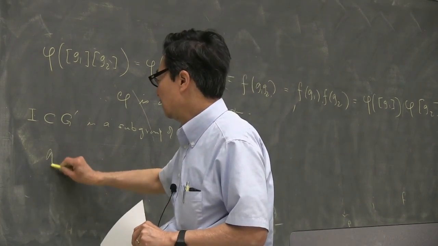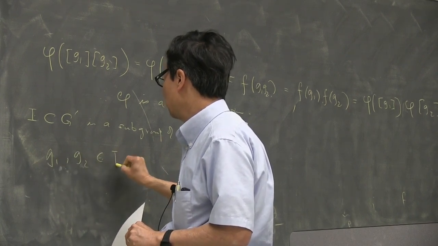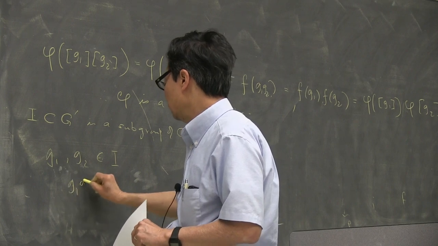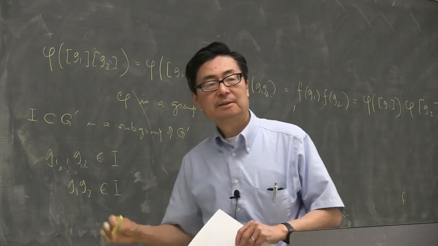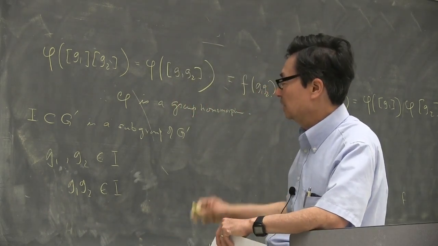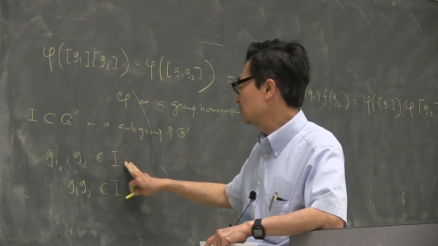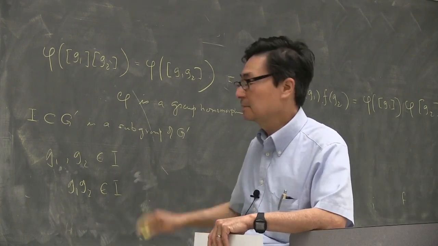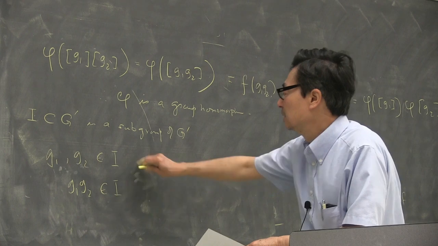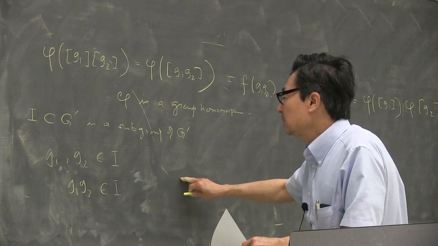So I have to prove that if G1 and G2 are both in I, then G1 times G2 is also in I, okay? And then I have to show that if some G is in I, then the inverse is also in I. And of course the identity is in I. That's a given. So really, the only thing to prove is this.